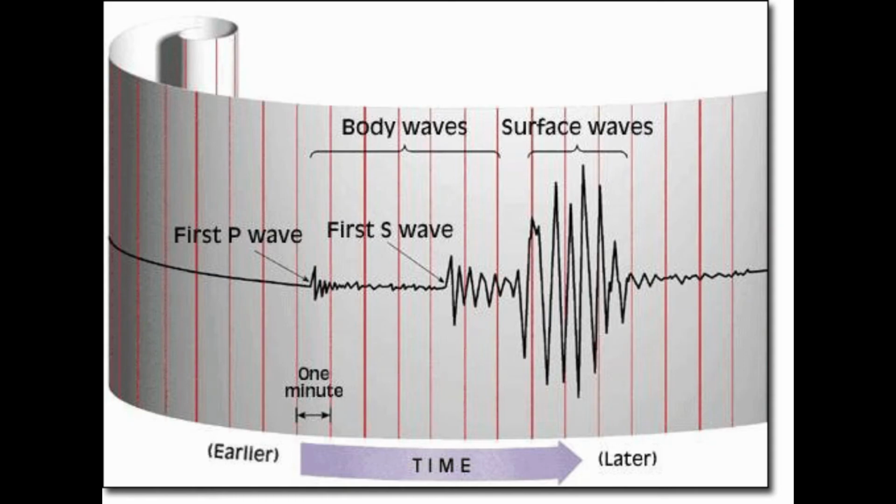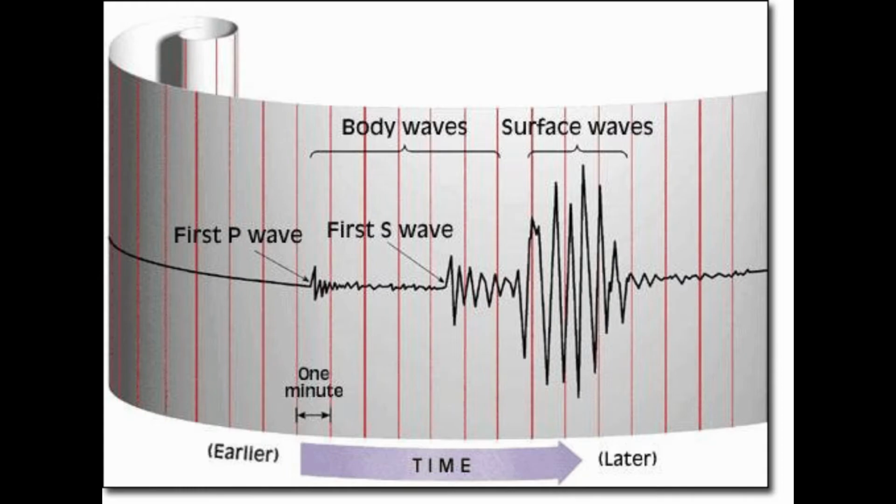Now, the recording produced by a seismograph is called a seismogram. The recording looks like a series of wiggles in a line. The seismogram shows the arrival times of the different waves. As we would expect, we first see the arrival of the P waves, which travel the fastest. This is followed by the S waves. Surface waves, which travel at the slowest speeds, are the last to arrive.